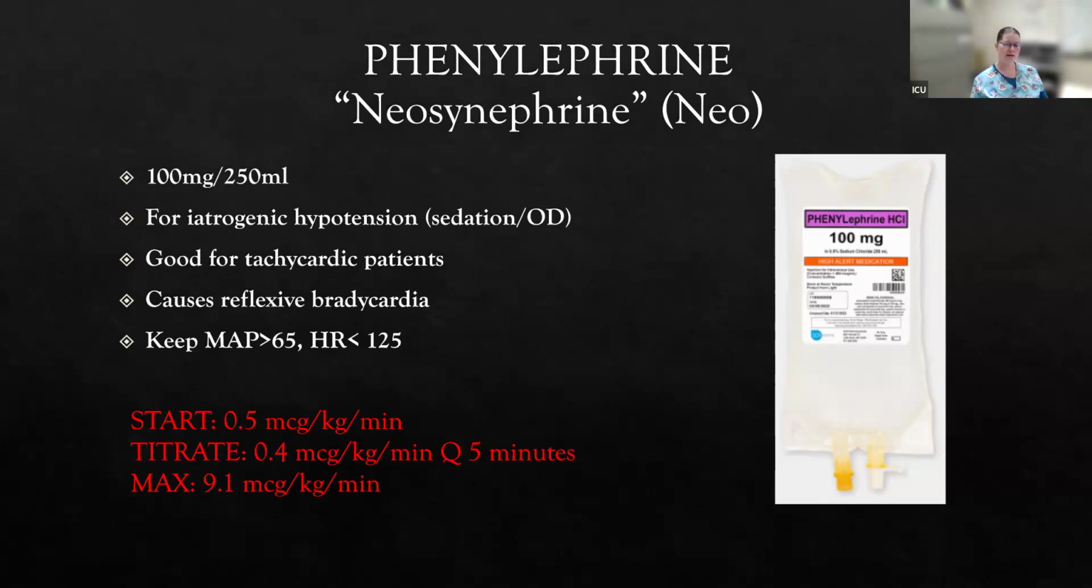It can cause a reflexive bradycardia, so you just have to monitor for that. We want to keep our MAP greater than 65, heart rate less than 125. Here we start at 0.5 mics per kilo per minute. We titrate by 0.4 mics per kilo per minute every 5 minutes. This is another one that you can titrate frequently. And here we have a max of 9.1 mics per kilo per minute.